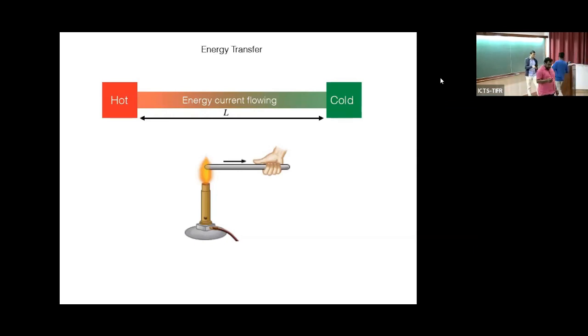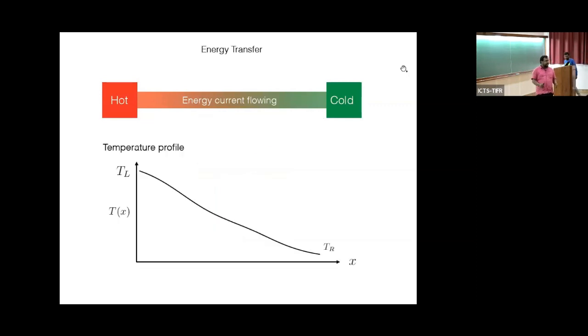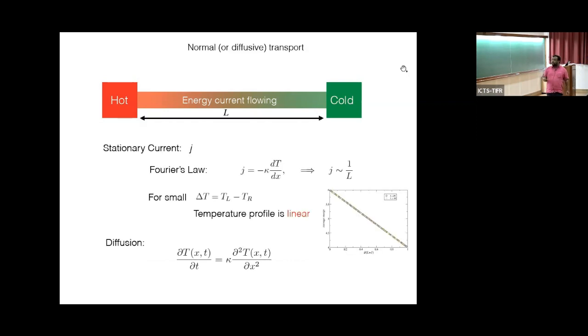If you attach two reservoirs of different temperatures across an extended system, then there will be an energy current flowing across the system, and associated with that a temperature profile gets developed across the system. After a long time, the system reaches a stationary state, and there the current is related to the temperature profile by Fourier's law, which says that it's proportional to the temperature gradient, and the proportionality constant is a material property which we know as thermal conductivity.